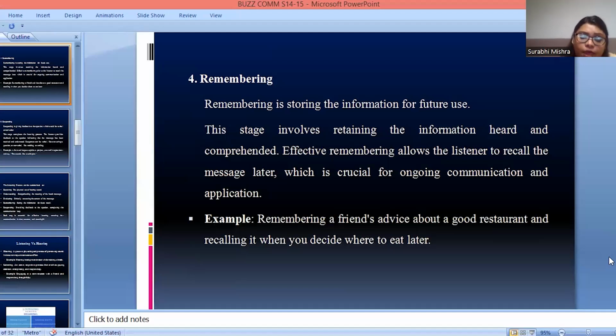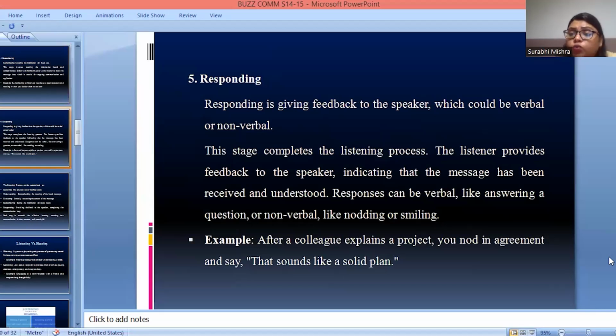Let's see the next step. The next step is responding to a particular piece of information. So responding is giving feedback to the speaker, which could be verbal or non-verbal, right? This stage completes the listening process. The listener provides feedback to the sender or to the speaker, indicating that the message has been received and understood. So what this states is that the message is received by the receiver and he has decoded it and understood it in the similar format as it was made.